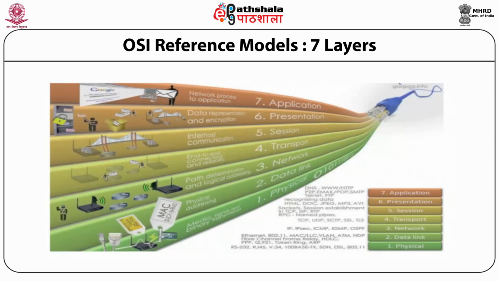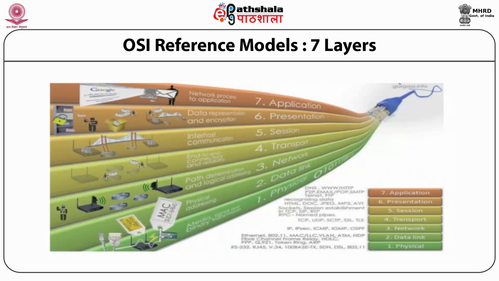That is an application's job: DNS, domain names, email, POP, SMTP, Telnet, FTP. All these are application layer protocols. So I have mentioned it is almost equal to the application layer. Then encryption, formatting, etc., recognizing data, JPEG, MP3, AVI, doc, all these presentation things are defined by the presentation layer.